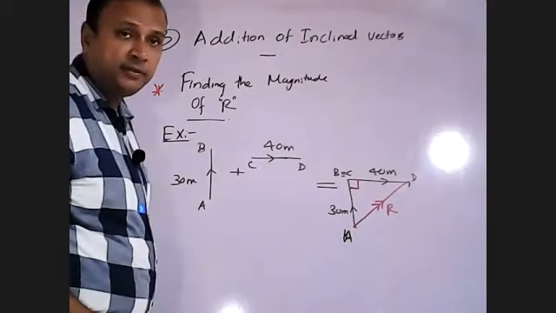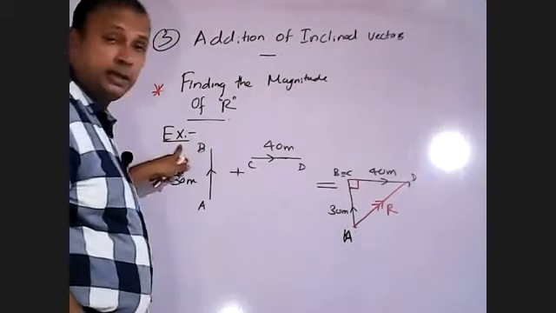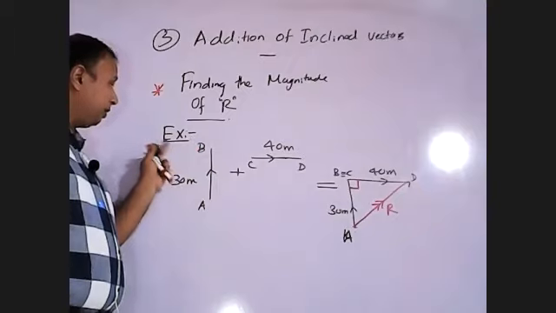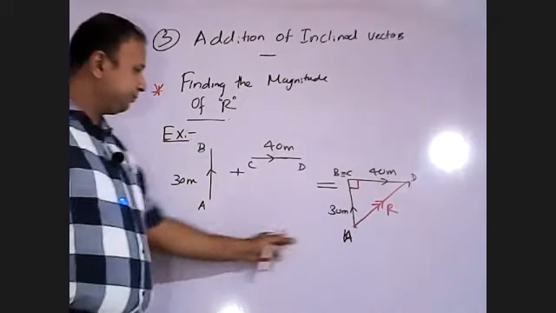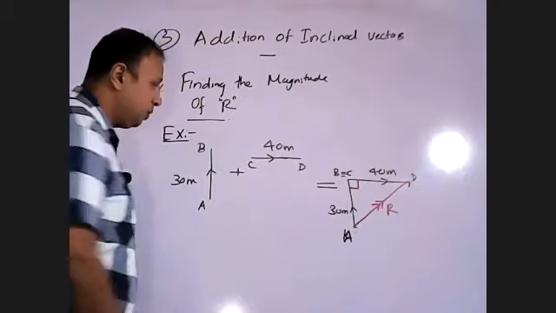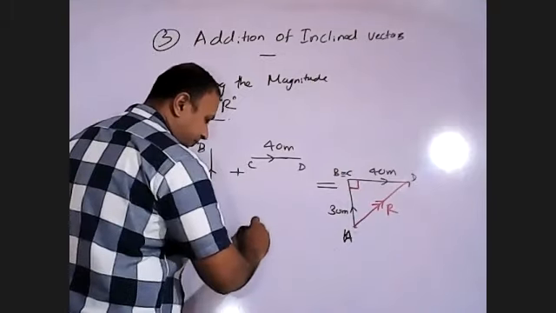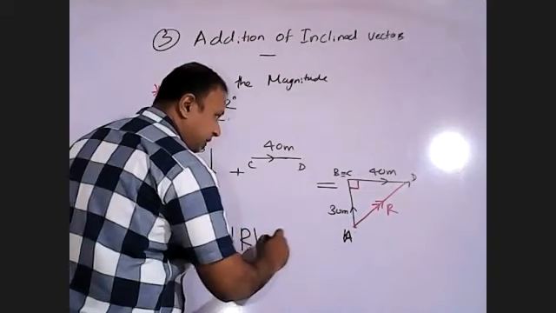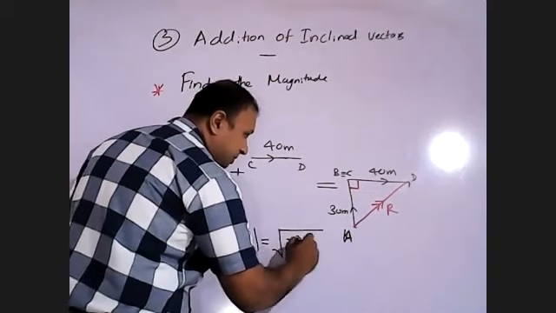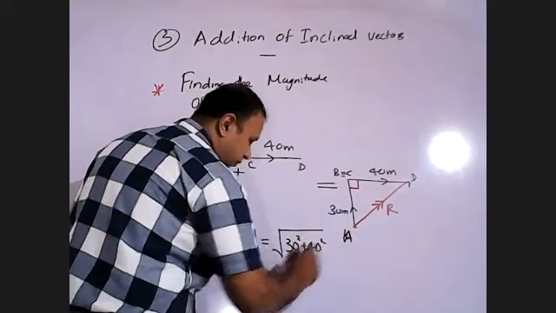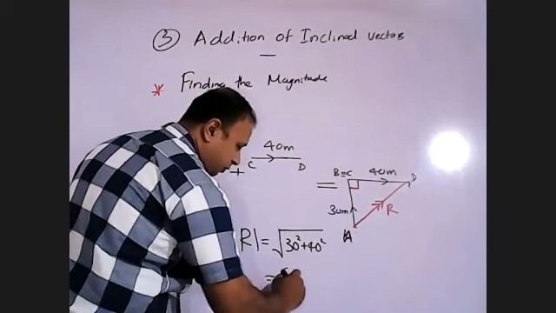Okay, after writing that one, you can draw this example. The magnitude of R is equal to the square root of 30 squared plus 40 squared, that is equal to 50 meters.